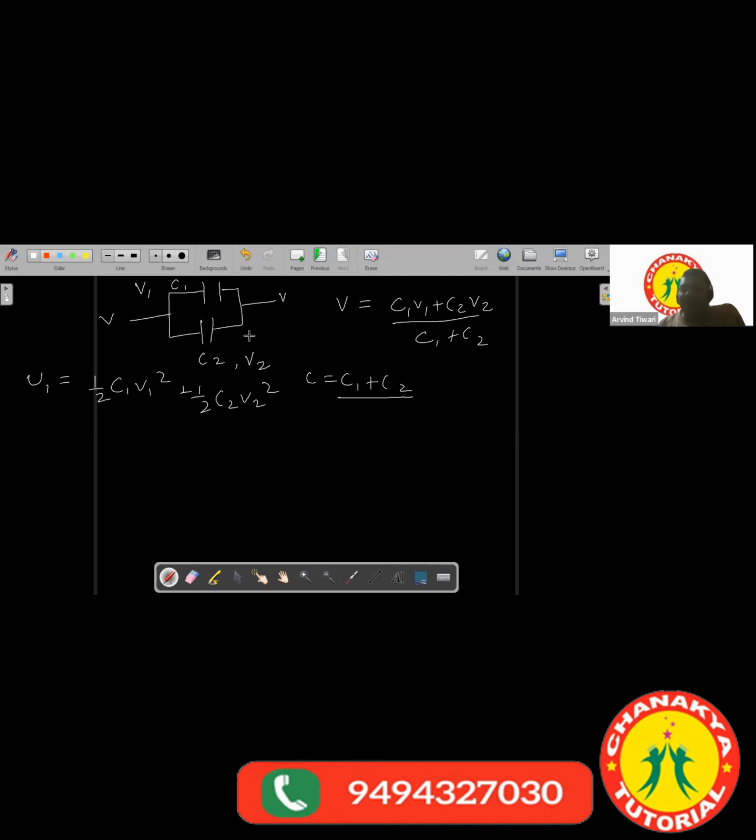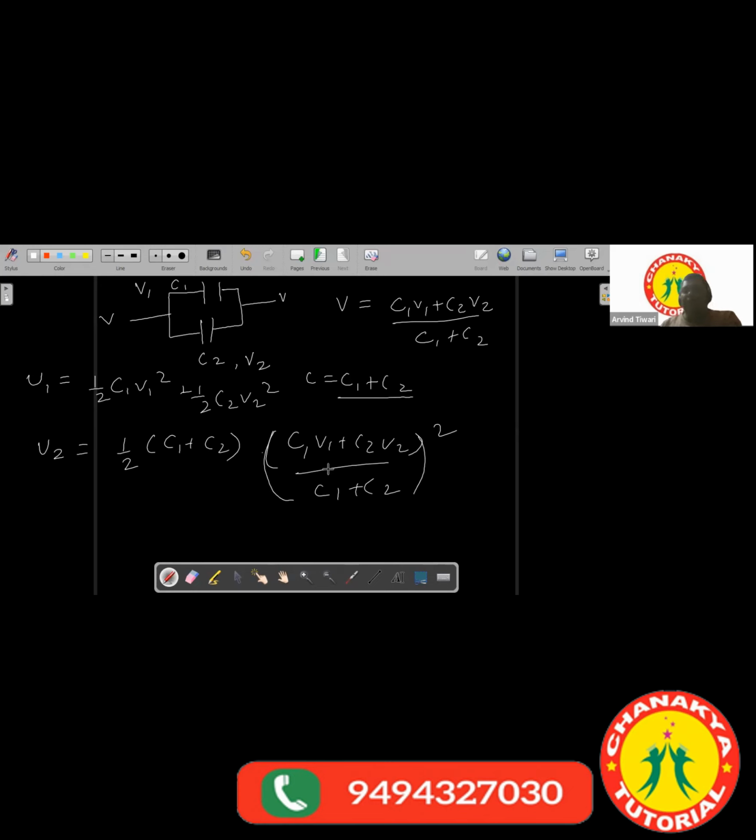Now, after they have been connected, you have the new energy. The new energy of the system is 1 by 2 of the capacitance, that is C1 plus C2, multiplied by V, and your V is given by C1 V1 plus C2 V2 over C1 plus C2, whole square. This is your common potential, so you need to square it.